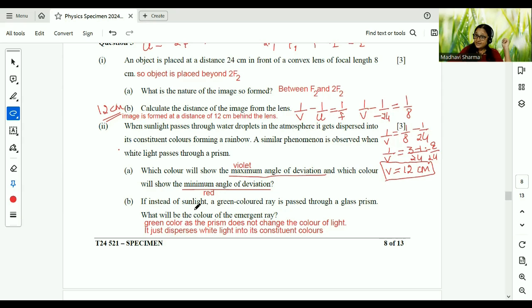If instead of sunlight, a green colored ray is passed through a glass prism, what will be the color of the emergent ray? It will not change color, it remains green only because it is monochromatic. Yes, single color.